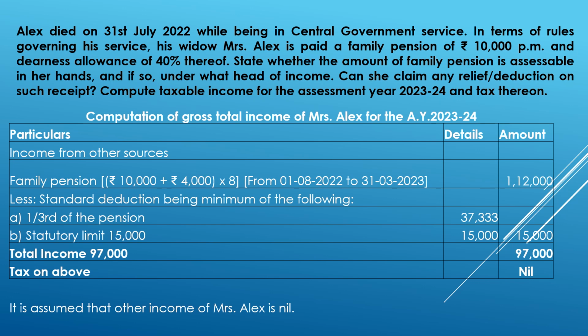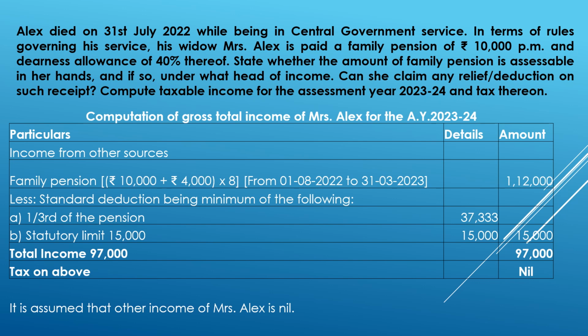Here's a small example to describe how this actually works. Alex died on 31st July 2022 while being in central government service. In terms of rules governing his service, his widow, Mrs. Alex, is paid a family pension of 10,000 rupees per month and dearness allowance of 40% thereon. State whether the amount of family pension is taxable in her hands, and if so, under what head of income can she claim a relief or deduction on such receipt. Compute the taxable income for the assessment year 2023-24.